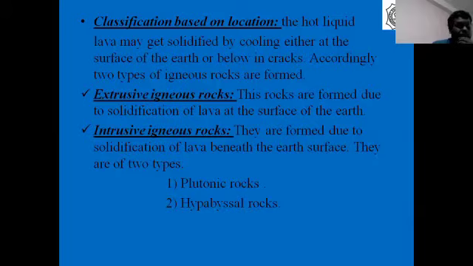The next type is hypabyssal rocks. Often magma coming up from below does not reach the surface and gets solidified in cracks. Often, when the lavas are coming out from a volcano, the entire lava doesn't come out. Some of the lava could not reach the surface of the earth and gets trapped in cracks and joints, forming hypabyssal rocks.